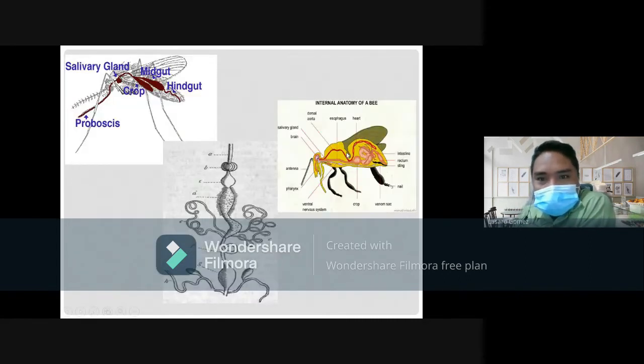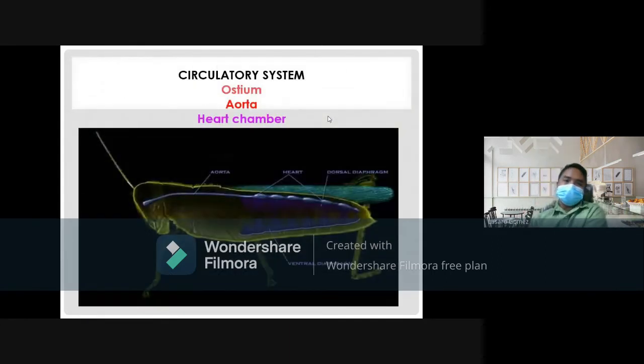This one is the detailed anatomy of an insect, a bee. For the circulatory system you will find the ostium, the aorta, and the heart chamber of an insect. The main tube connected to its nervous system is called the aorta. It is like a spinal cord, but actually it is not a spinal cord.